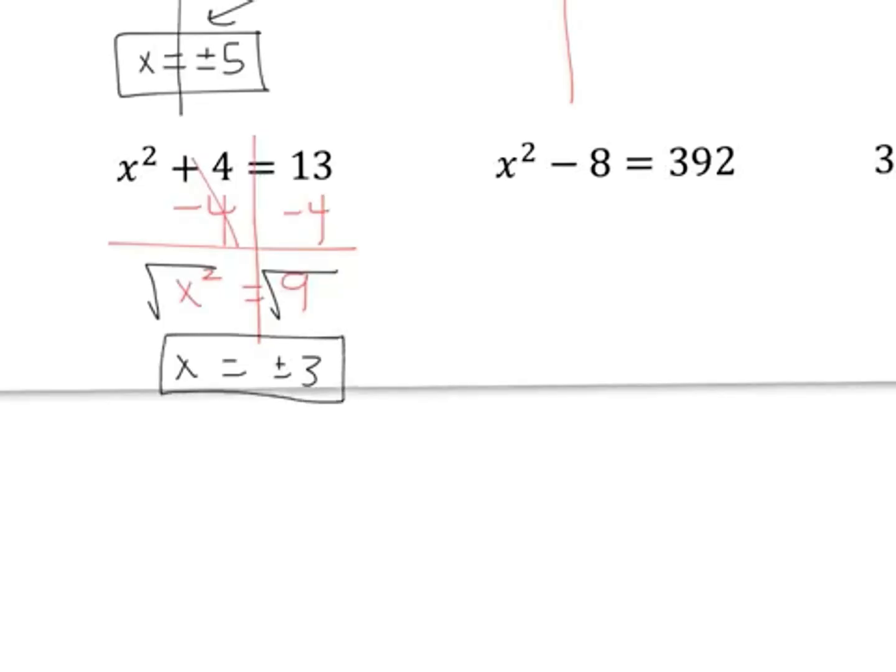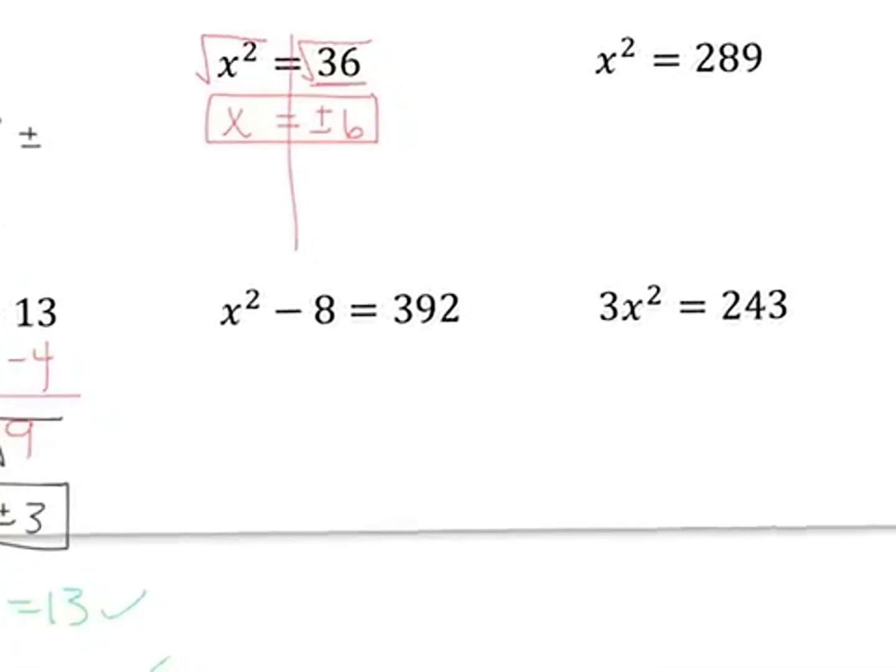And now I'm going to check my answer here. So I'm going to plug 3 back in for x and negative 3 back in for x and solve this equation. So what this looks like is 3 squared plus 4 should equal 13. And this is 9 plus 4, which does equal 13. Now I'll use negative 3 and check that answer. When I check that answer, negative 3 squared is also positive 9, plus 4 does equal 13. So we know that we're correct. All right, let's continue on.